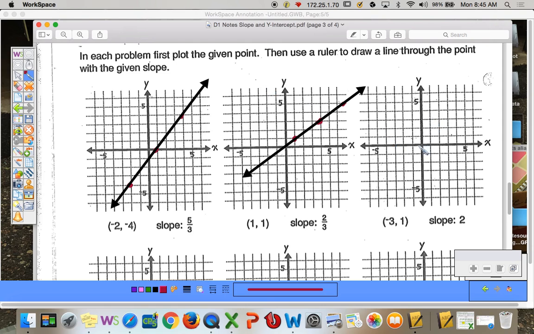Let's do one more, -3, 1. So 3 to the left, 1 down. The slope is 2, so go up 2 over 1, up 2 over 1. Remember, if it's a whole number, it's over 1. Okay, and it looks something like that.